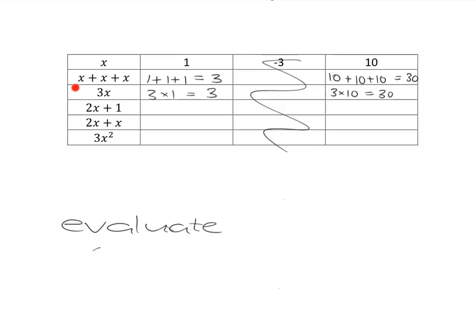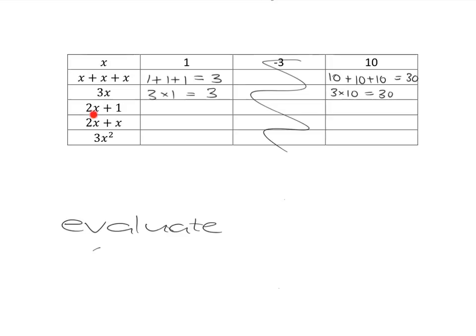Because if we take an x and we add another x to it, we've got 2 x's, and we add another x to it, we've got 3 x's. So in other words, x plus x plus x is exactly the same as 3x. And so we'd obviously expect that no matter what value of x we evaluate it for, we're going to end up with the same answer. Because if you add something together 3 times, it's exactly the same as multiplying by 3.